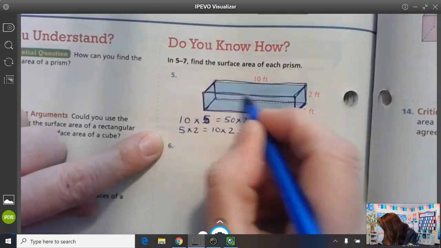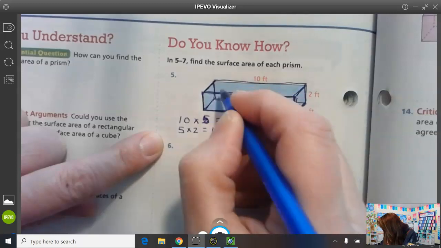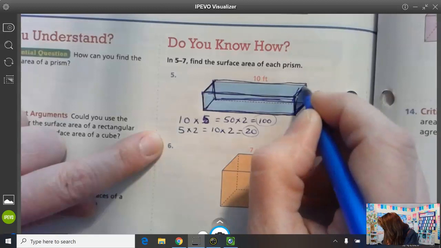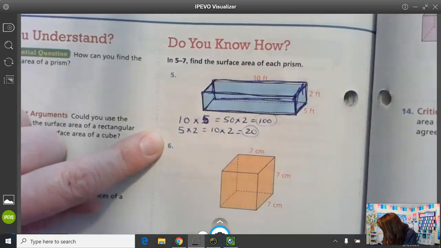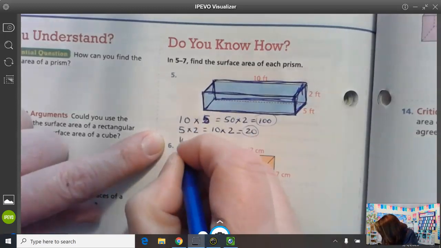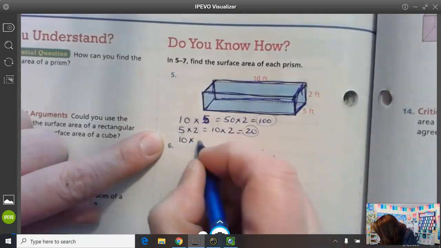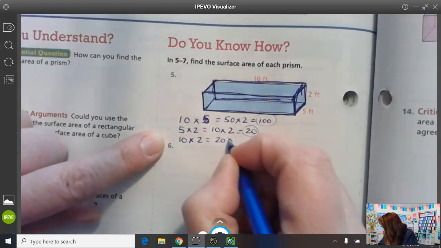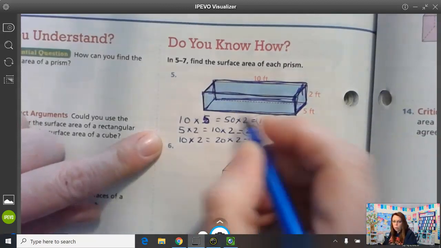I'm going to do the front. That's this shape here. I know it's hard to see. And the back rectangle that's back here. Okay. And this one is 10 by, how tall is this? 2. 10 by 2. So that is 20. And there are 2 of them, the front piece and the back piece. So that equals 20 times 2 is 40.